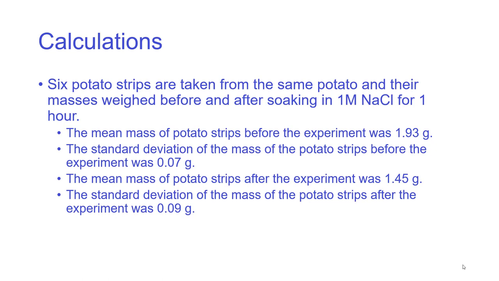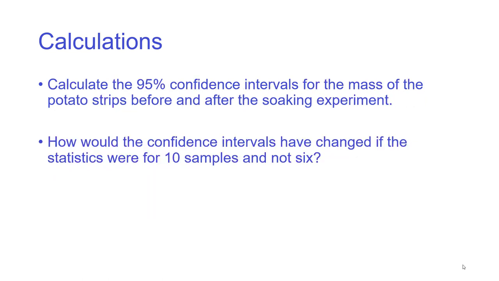The mean mass of the potato strips after the experiment is 1.45, and the standard deviation of the mass of the potato strips after the experiment is 0.09. What I want you to do is calculate the 95% confidence interval for the mass of the potato strips before and after the soaking experiment. I also want you to think, how would the confidence intervals have changed if the statistics were for 10 samples and not 6? If each of the samples contained 10 potato strips instead of 6.